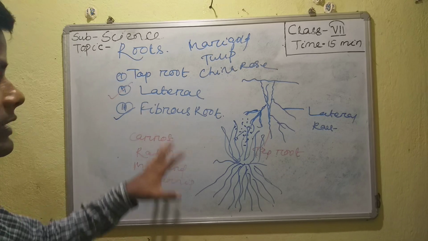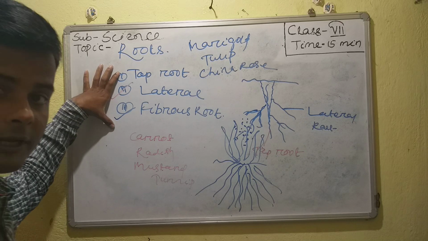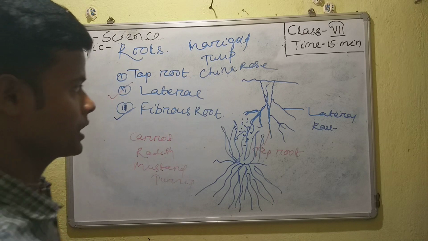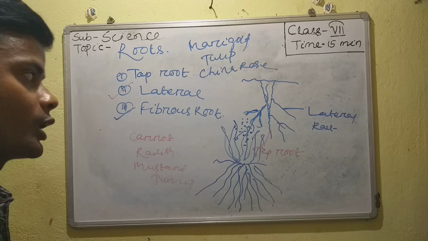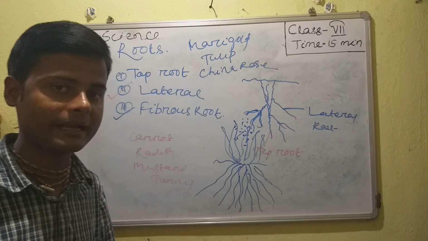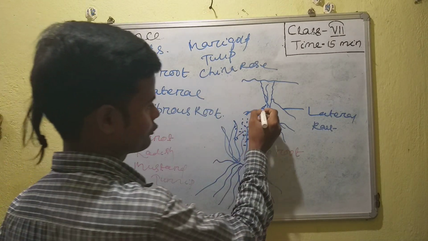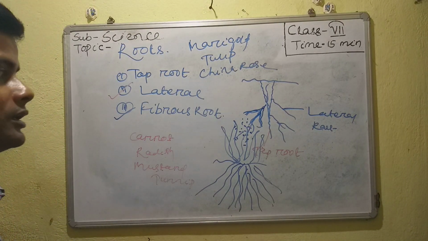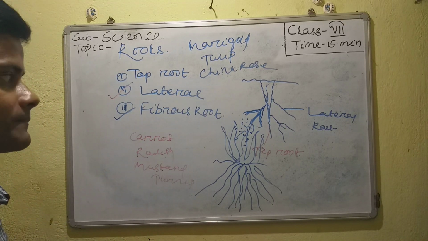So let us summarize what we have discussed. Today we have discussed three types of roots based on different functions and characteristics: taproot, lateral root, and fibrous root. Taproot is the main root, and goes deep into the soil underground, and it helps in getting nutrients and gives mechanical support to the plant, right? Then another one is lateral root. Lateral root comes from the taproot, and its main function is uptake of water and minerals, and it gives anchorage to the soil.